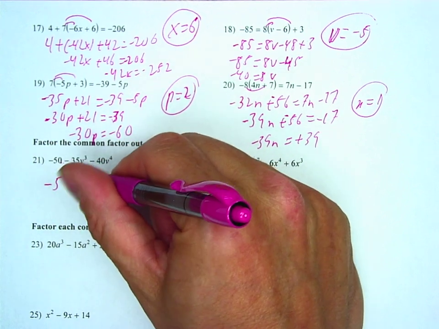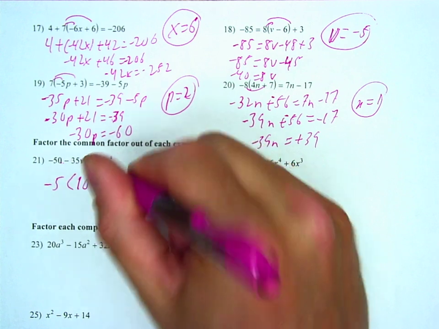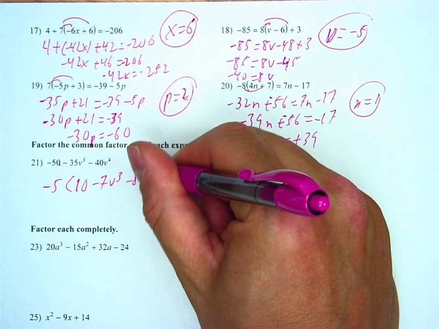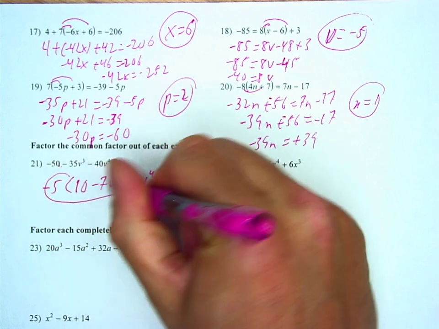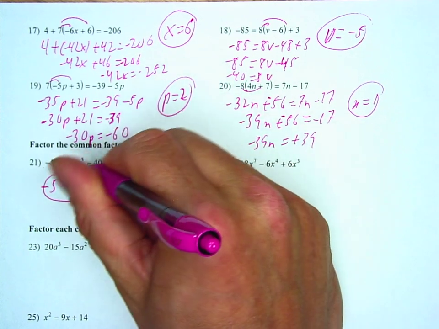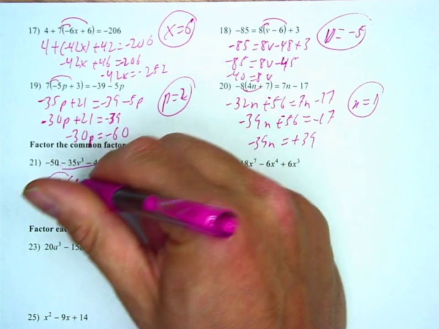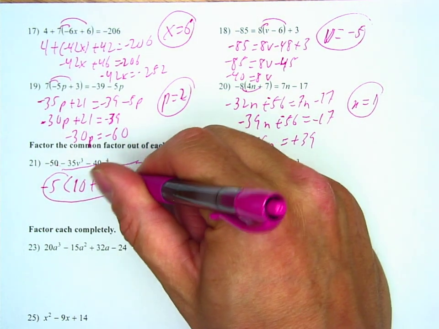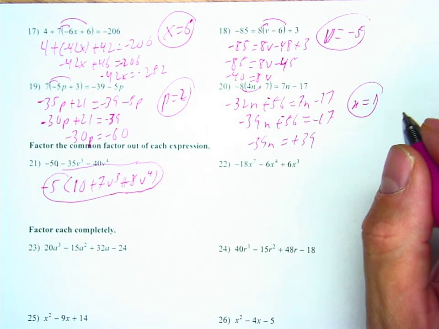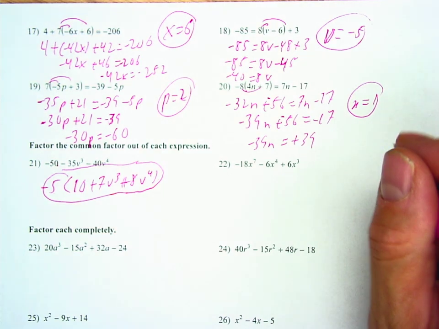So positive 10, negative 7v cubed, and negative 8v to the fourth. I did not say to write it in descending order, so you can write it in the order that's given, or you can put it in descending order if you'd like, putting the v to the fourth first, then the v cubed, and then the 10. And those are positives, because I pulled the negatives in front. So positive 7v cubed and positive 8v to the fourth.